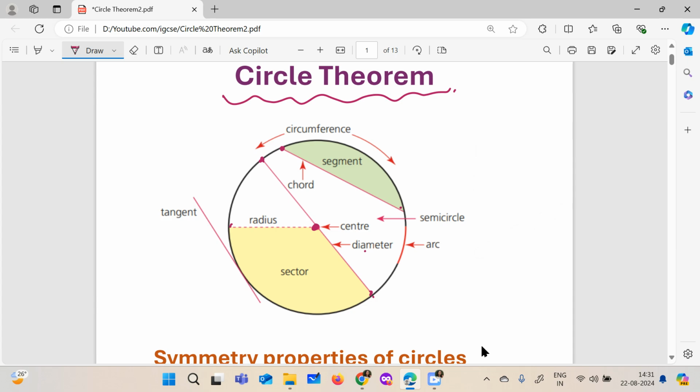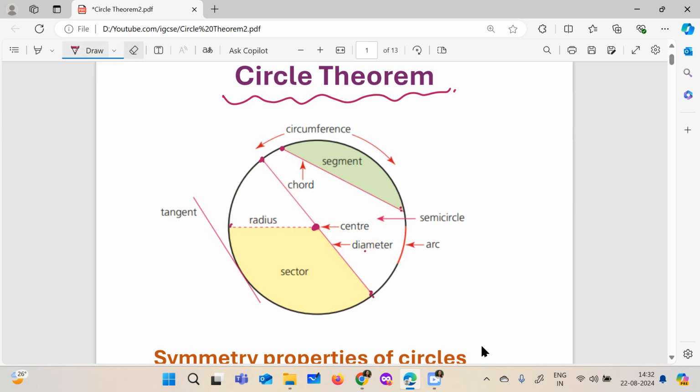Now you see that as soon as we draw a chord, our circle is divided into two parts. These parts are called segments. So I will show you now. You can see this lightly shaded part. This is the minor segment, and when I shade this yellow part, this is your major segment. This much is clear to you.